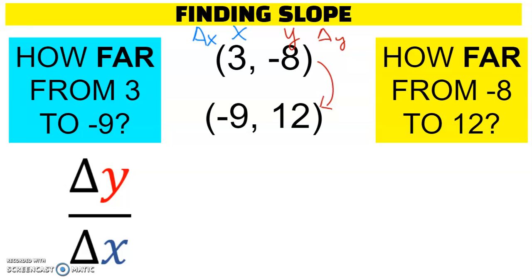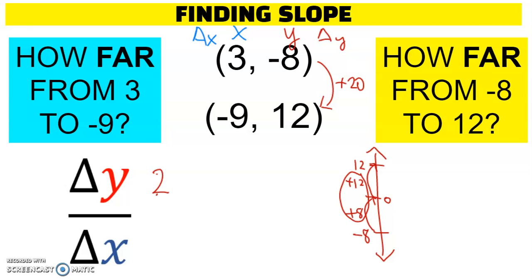So I'm looking at -8 to 12. Well, from -8 all the way to +12, I'm going 20 spaces positive. Okay, and we could think of a number line. I'm all the way at -8. I want to get to +12. If I make a pit stop at 0, I'm going up 8 just to get to 0, and then I go up 12 more to get to 12. So adding those together gets me 20. Okay, so my change in y is going to be +20.